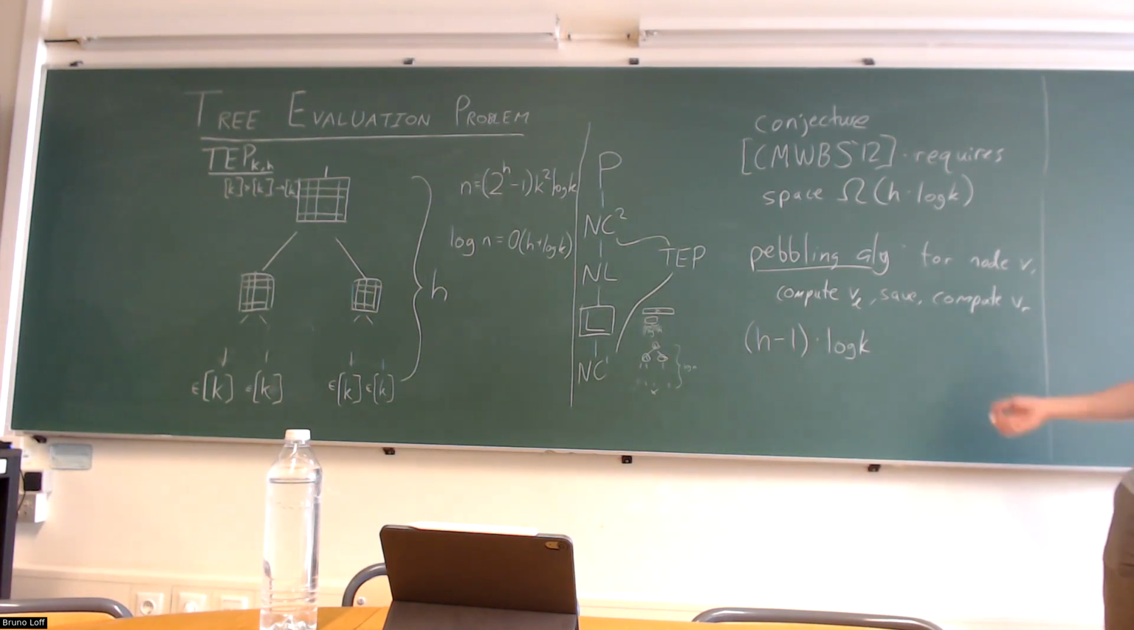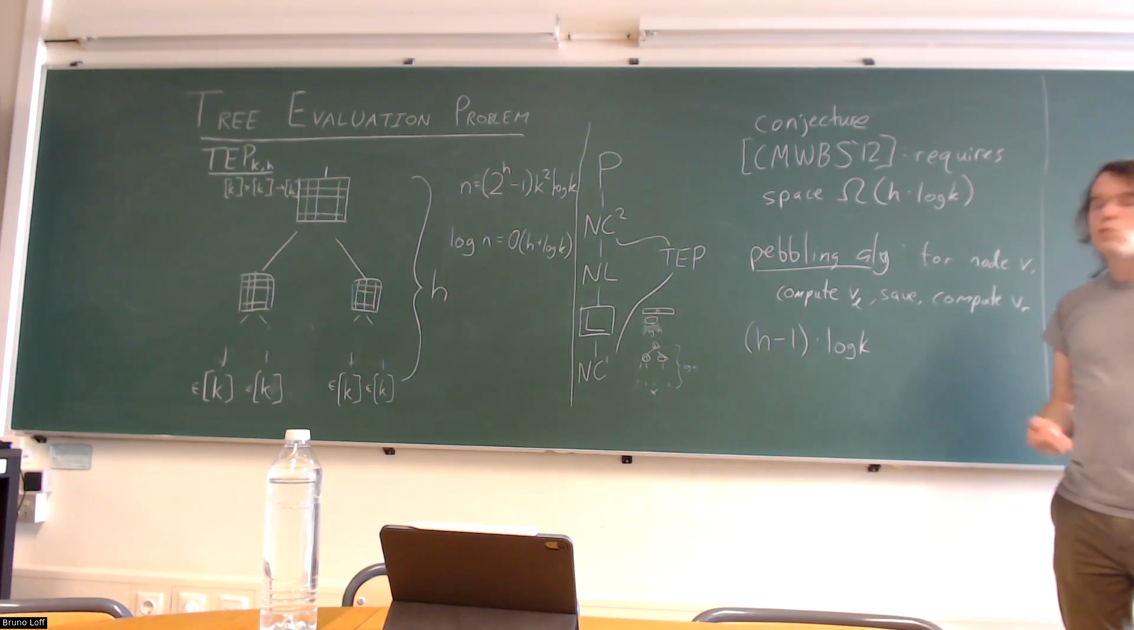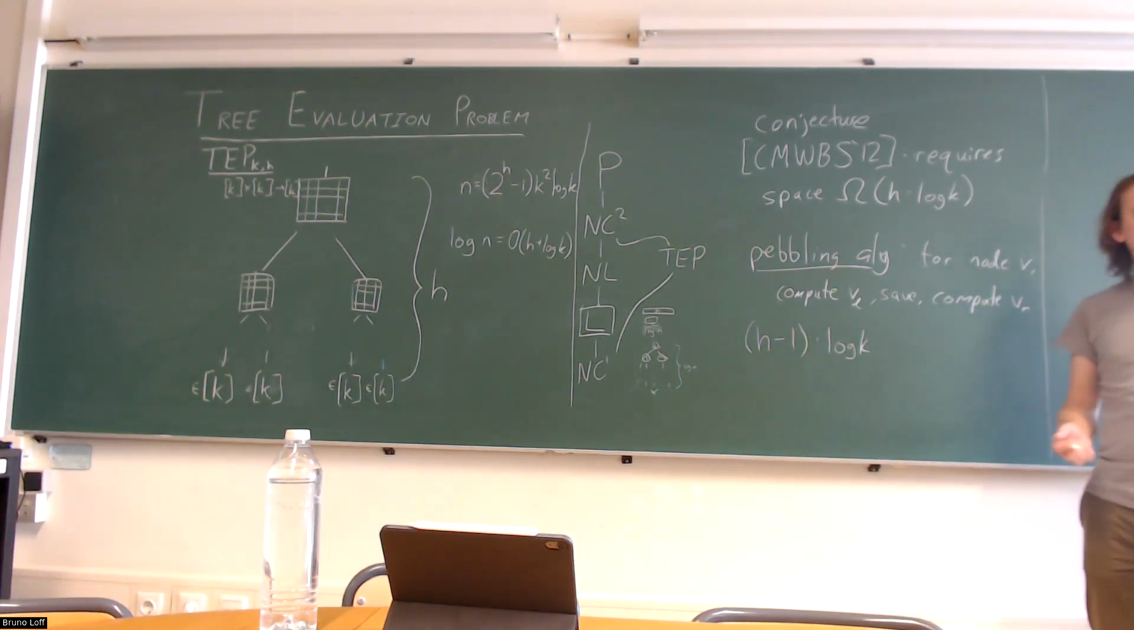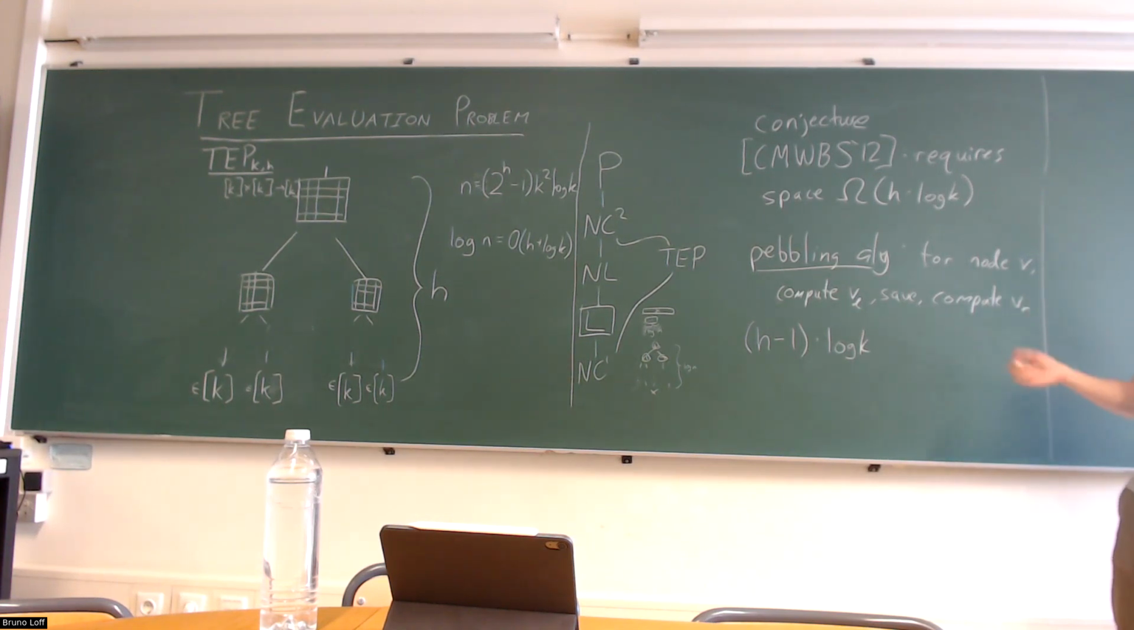These pebbling arguments pop up in a lot of places. For example, we've got these proofs of work and whatnot in blockchain. And there is actually something called proofs of space. And there are even extensions therein.